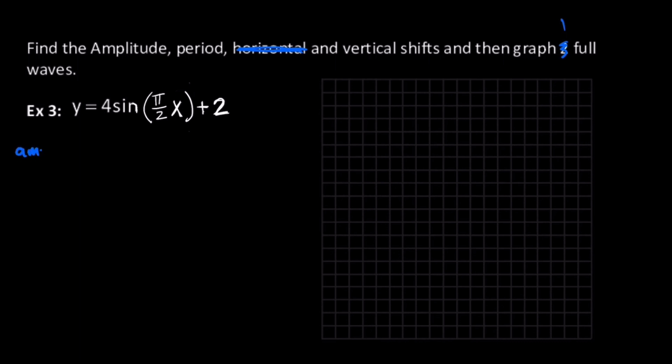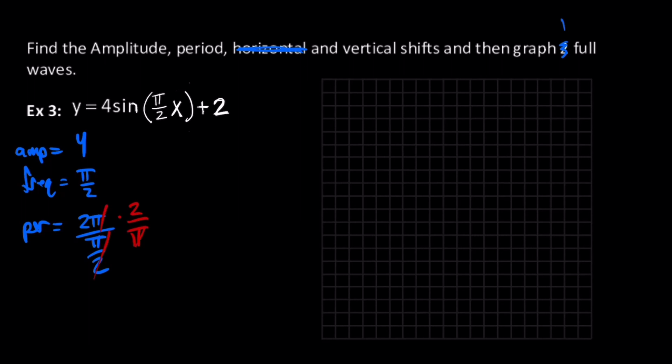Amplitude, 4. Frequency, or the B value, pi over 2, which means the period is 2 pi over pi over 2. Let's do our copy, change, flip. Multiply by 2 over pi. And pi's cancel. 2 times 2 gives me 4. So the period is 4.